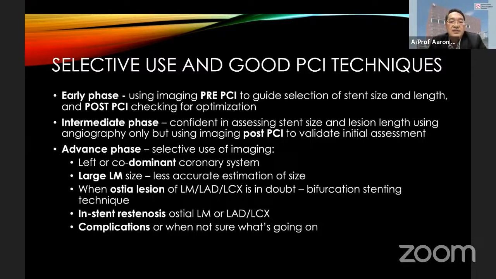Once you get confident and become advanced, you can use intravascular imaging selectively in left main stenting. So for me, for a left or codominant coronary system, because it's so important that the stent be well optimized, I would use intravascular imaging. With a large left main size, it is less accurate to estimate the correct size, if the left main is like 5 or 5.5. So I would use intravascular imaging to help guide the size.